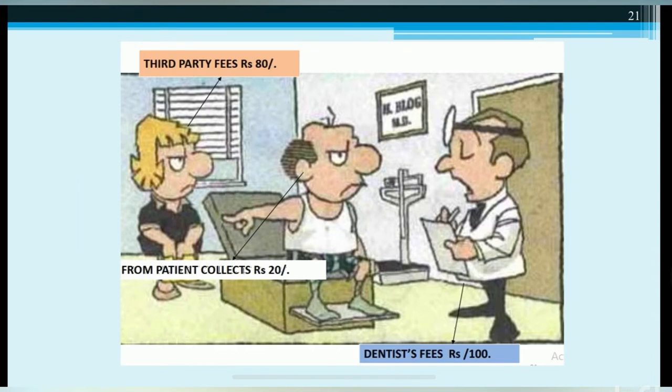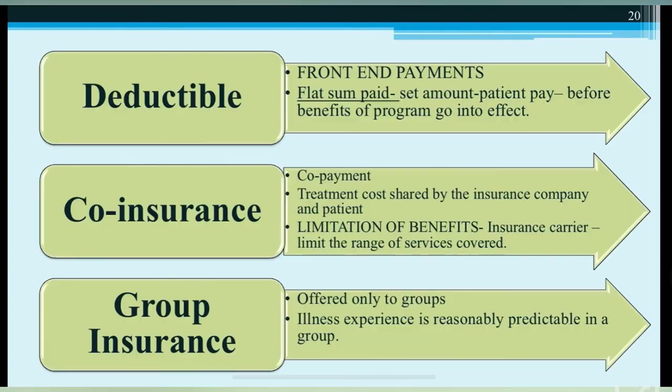This is an example of how the third party fee is paid. The total dentist fee is 100 rupees, and the third party pays 80 rupees, and from the patient 20 rupees is collected. Among all these three, this comes under co-insurance, where the treatment cost is shared by the insurance company and the patient.